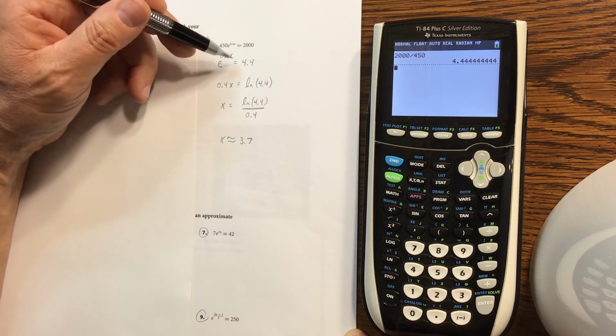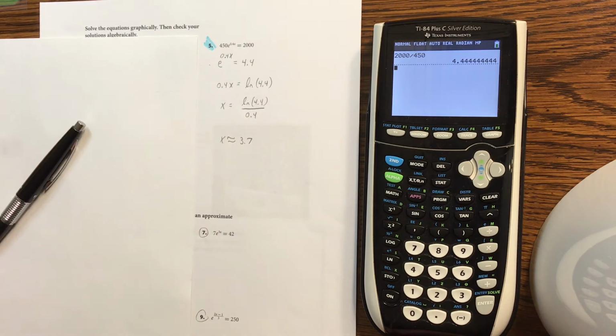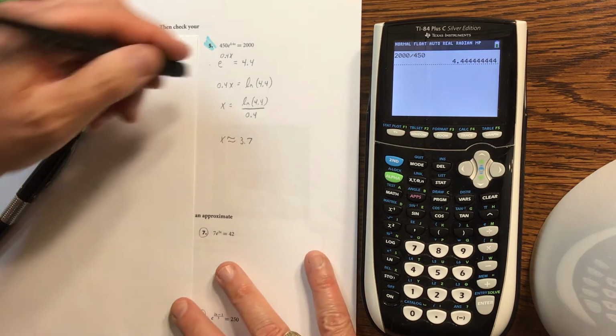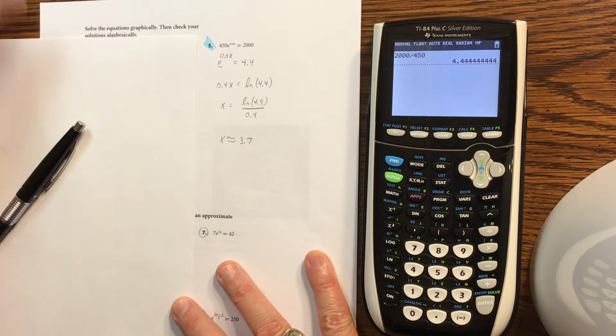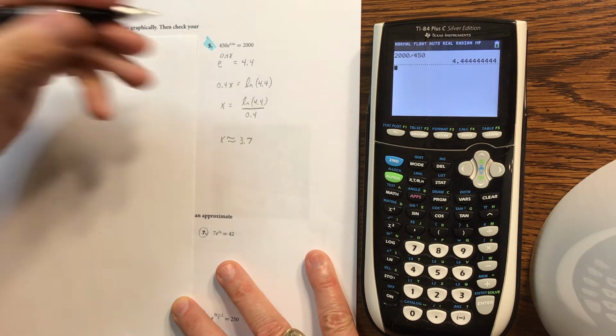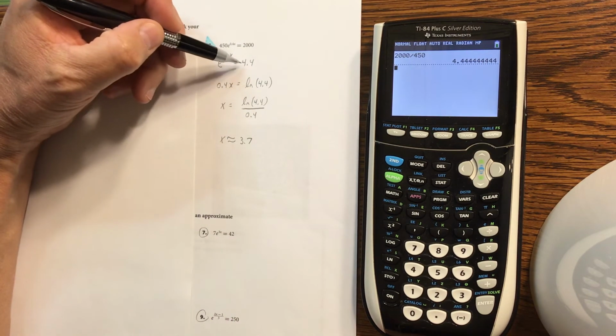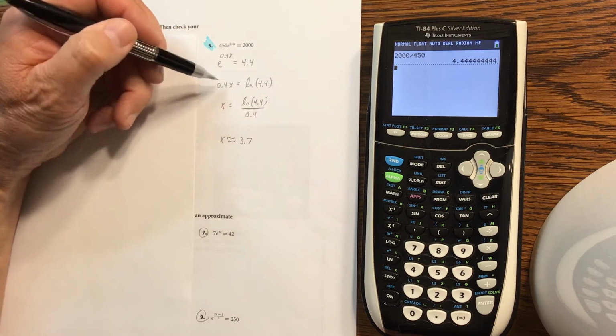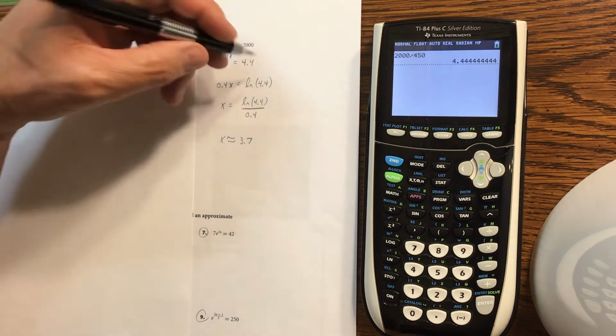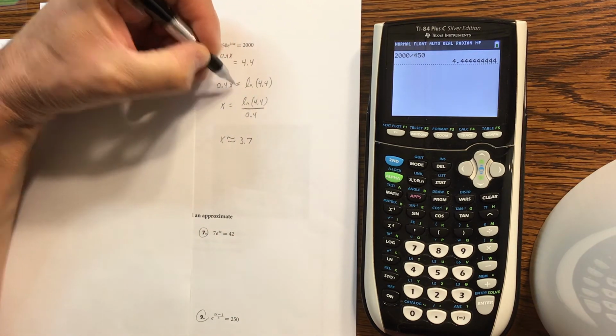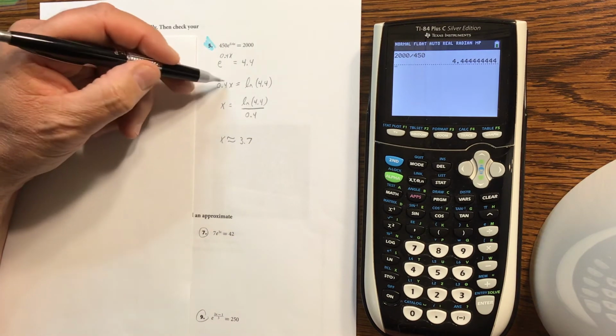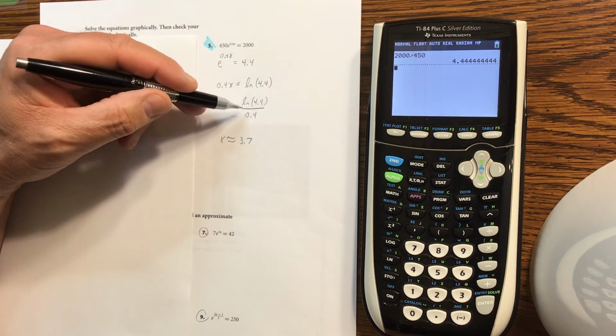Now, since we're dealing with an equation, and since I took the left side and applied the natural log to it, I have to apply the natural log to the right side. So that's what this part is. It's the property of equality. So you have to do that to both sides, okay? It's an equation. The next thing you do is divide both sides by 0.4.